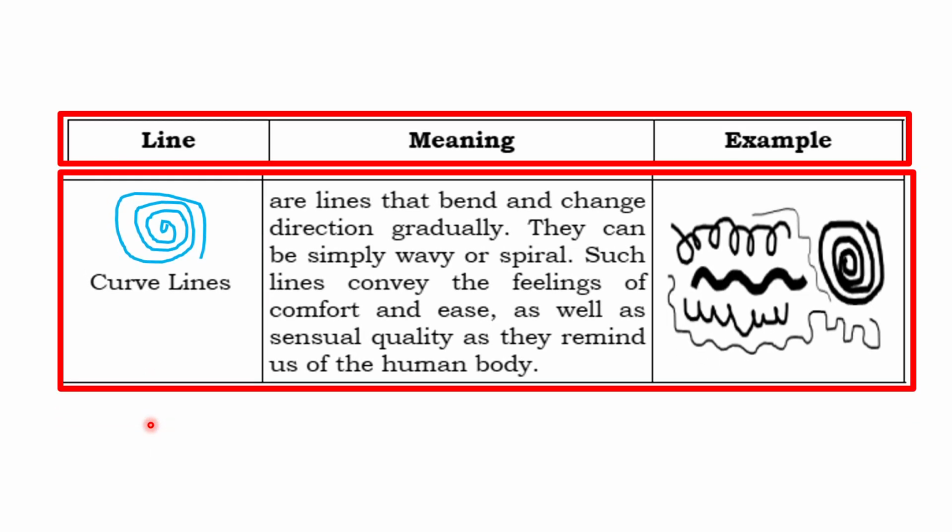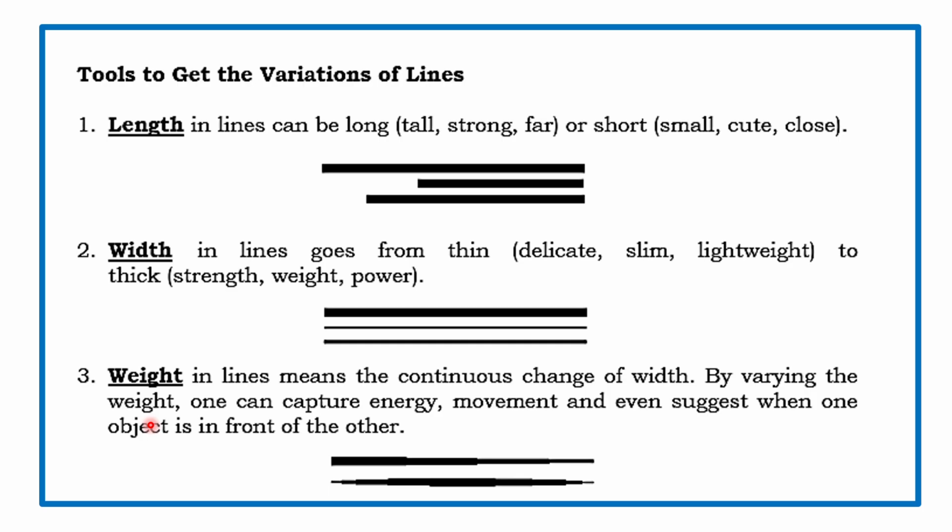Curved lines are lines that bend and change direction gradually. They can be simply wavy or spiral. Such lines convey the feelings of comfort and ease, as well as sensual quality, as they remind us of the human body. Tools to get the variations of lines. We have the length. Lines can be long, tall, strong, far or short, small, cute, close.